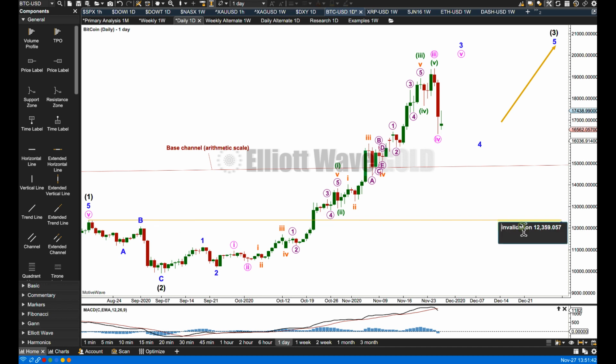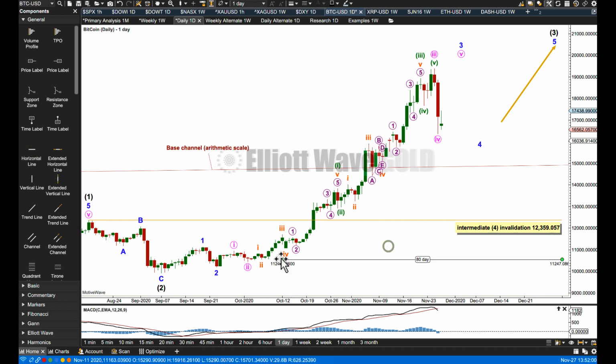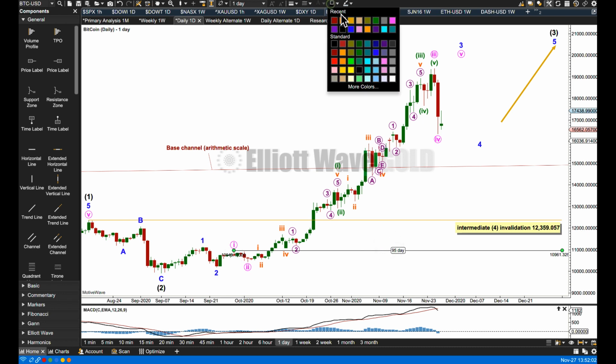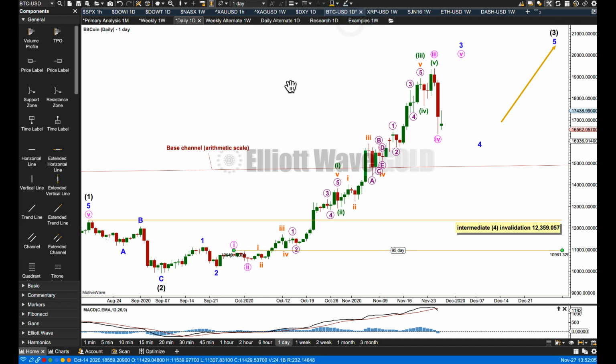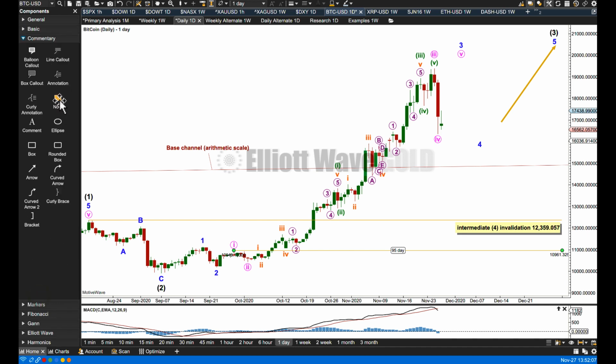This is an invalidation point for intermediate 4, although I don't expect it to get anywhere near that point. The 4th waves for Bitcoin aren't usually that deep. Let's add another invalidation point, a more short-term invalidation point. I've got this part of the wave count right so far. Here's the invalidation point. This is not particularly useful. I don't expect price to get down that low at all, but technically this is the invalidation point for minute 4. And this is 10,804.732.